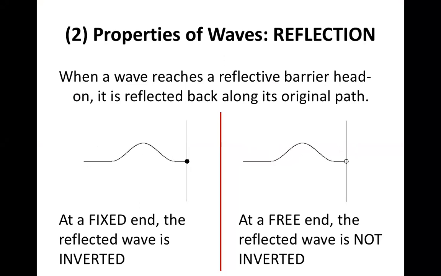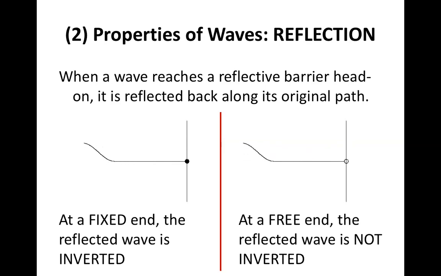When a wave reaches a reflective barrier head-on, it is reflected back along its original path. At a fixed end, the reflected wave is inverted. So notice it goes in as a crest, comes out as a trough. At a free end, the reflected wave is not inverted. So it goes in as a crest, comes out as a crest. And this is easily observed in mechanical waves.